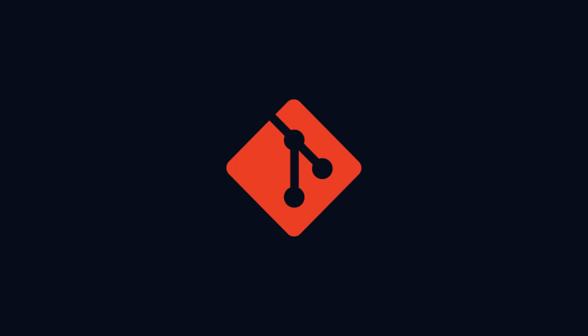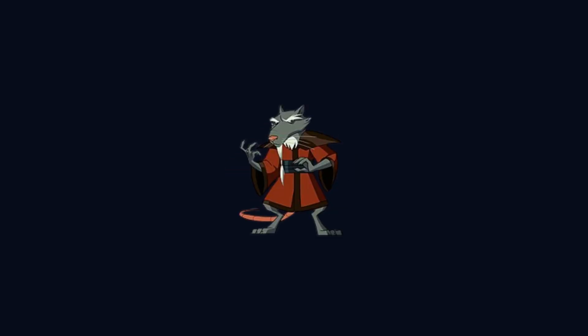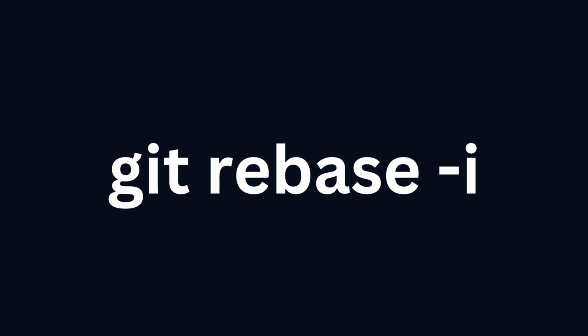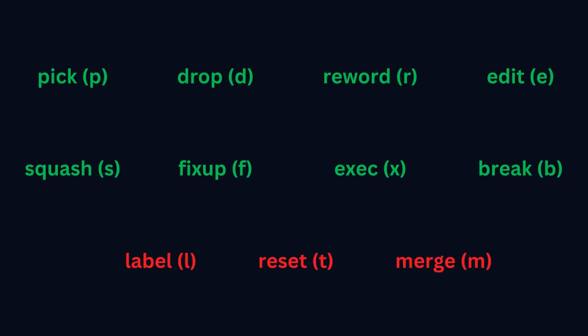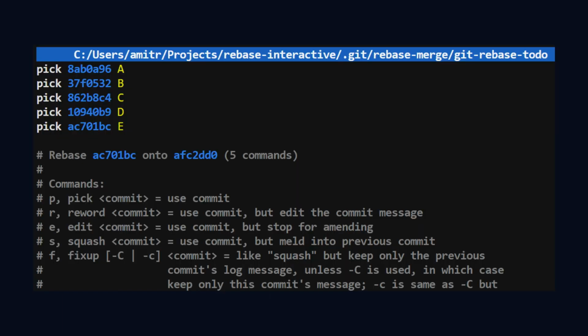The one Git command everyone should master is Git Rebase Interactive. Git Rebase allows you to change the base commit of your branch. The special thing about Git Rebase Interactive is that it allows you to do more commands while doing the rebase. In this video, I'm going to go over all the important commands that can be used in the interactive rebase to-do file.